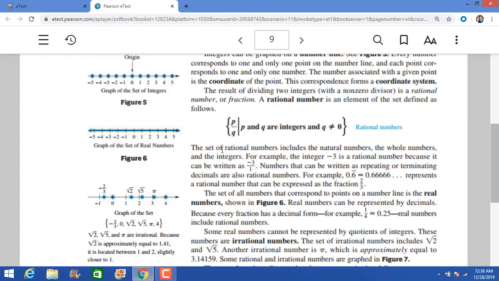So the set of rational numbers includes the natural numbers, the whole numbers, and the integers. For example, the integer -3 is a rational number because it can be written as -3/1. So all integers are also rational numbers. Numbers that can be written as a repeating or terminating decimal are also rational numbers because they can be represented as a fraction as well. So the set of all numbers that correspond to a point on the number line are called real numbers.